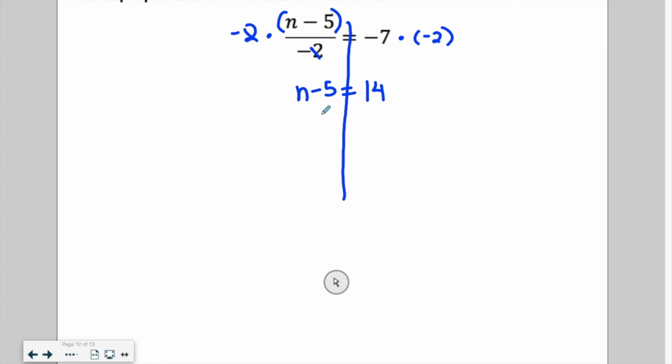Now this looks pretty simple, right? This is back to the one step that we did in the beginning. So we're just adding 5, and you get n equals, that's a really bad n, Mrs. Glenn. That looks like a squiggle. N equals 19. That is our goal.